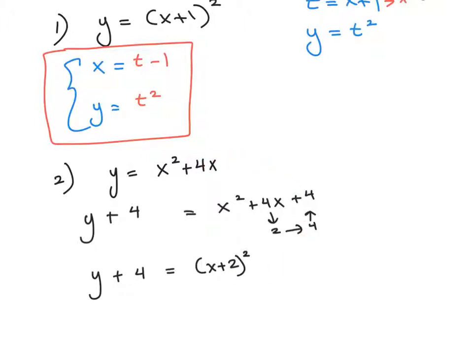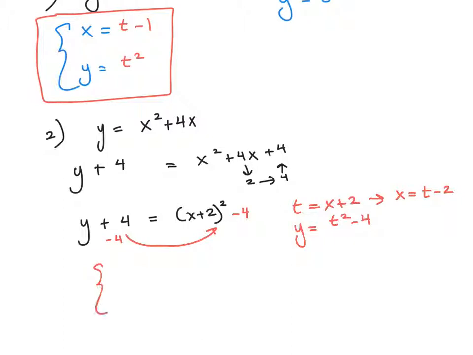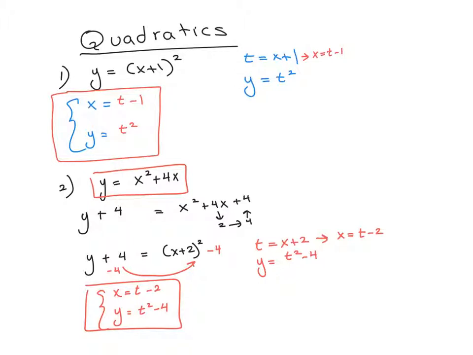Now there you go. I can say let t equals x plus 2, and that would give me y equals, so you need to subtract 4. That would give me t squared minus 4. So solve for x in the first equation. Then my parametric equation for this rectangular equation would be x equals t minus 2 and y equals t squared minus 4. So I just wrote the parametric equation of a quadratic rectangular equation.